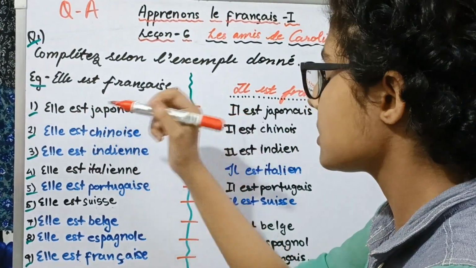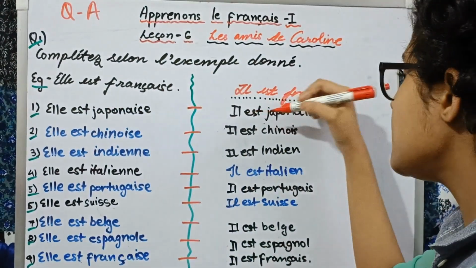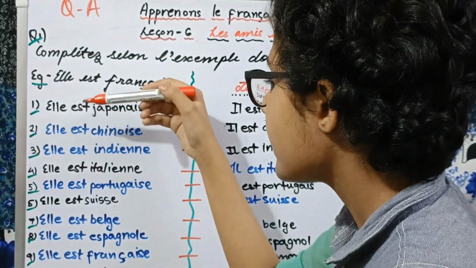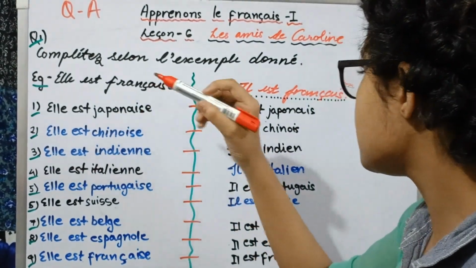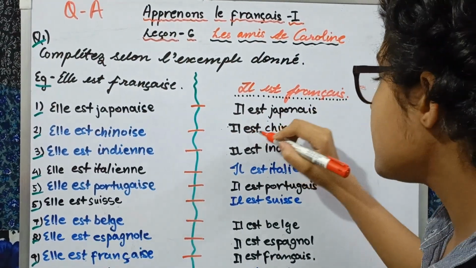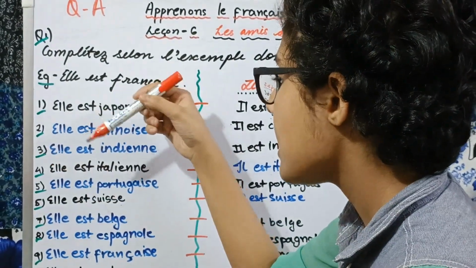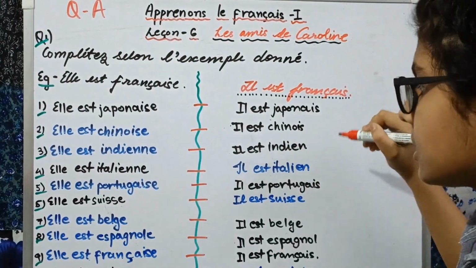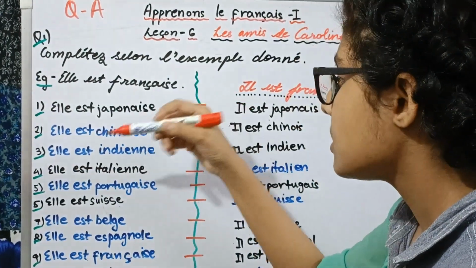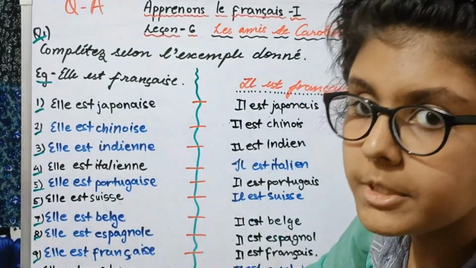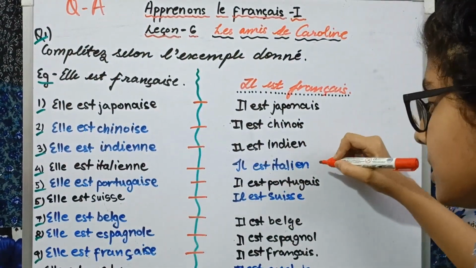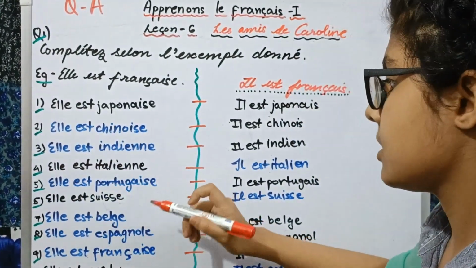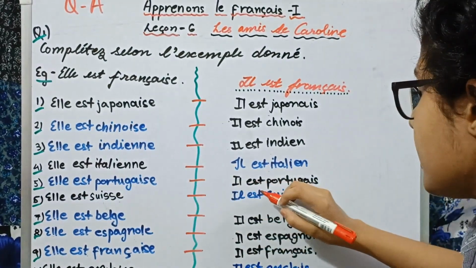Elle est japonaise. She is Japanese. Then we have il est japonais. He is Japanese. The next one we have is elle est chinoise. She is Chinese. Il est chinois. He is Chinese. Then we have the next one. Elle est indienne. She is Indian. Il est indien. He is Indian. Elle est italienne. She is Italian. Then we have the next one, that is il est italien. He is Italian. The fifth part is elle est portugaise. She is Portuguese. Il est portugais.